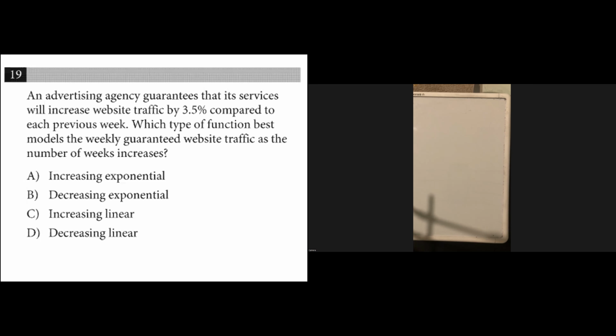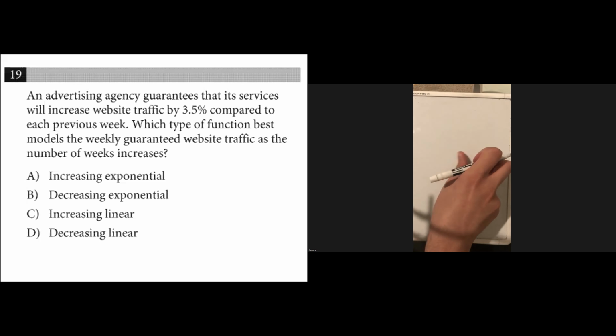Okay, so for this one, we're told that an ad agency says that it'll increase its website traffic by 3.5% compared to the previous week. And so what difference does that make? So if you increase by 3.5% every week, then it would be linear. If you started with like 100, it'd be like 100 plus 3.5 and then plus another 3.5 plus another 3.5. But since this says compared to each previous week, it would be 100 plus 3.5.